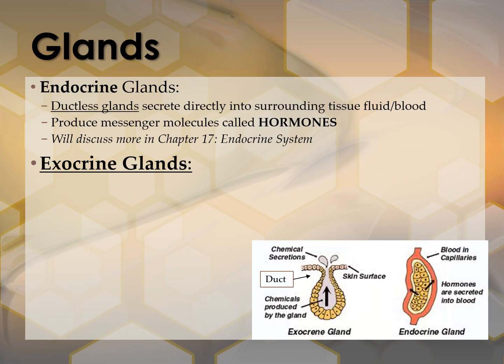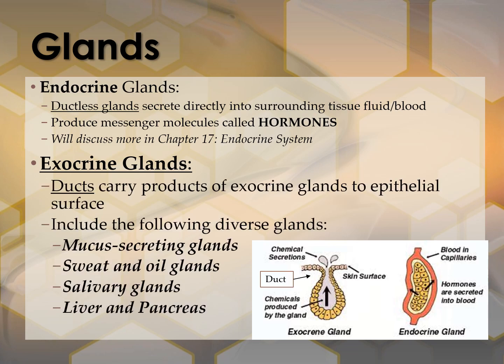And we'll talk a lot more about the endocrine system and hormones in chapter 17. Okay, what we're worried about for this chapter are exocrine glands. So these guys have a duct. So the gland is going to produce some sort of secretion, and then the duct has to carry that secretion to the epithelial surface. Okay, whether that be the surface of the skin or the surface inside of a lining of the digestive system, whatever that may be.